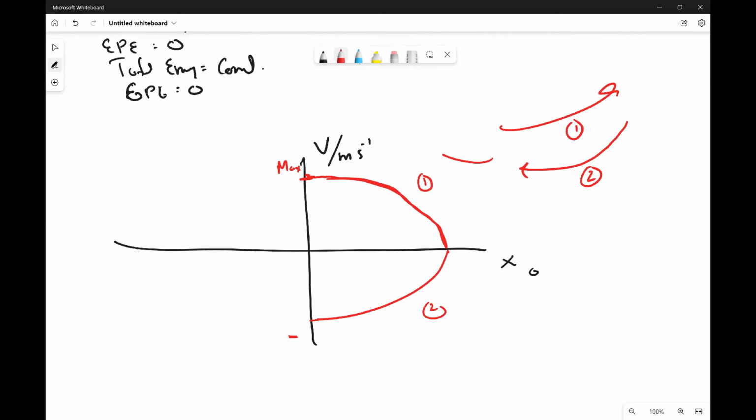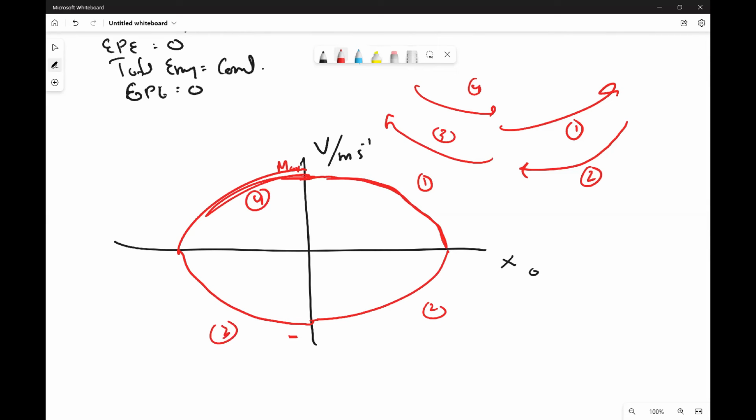When it moves towards the left-hand side, third action, the displacement again gets to 0, but in the other direction. And the fourth one, back to the mean position, like this. Sorry, yeah, it should be in the diagram. All right, third action, fourth action. This is how a graph would look for velocity against displacement.